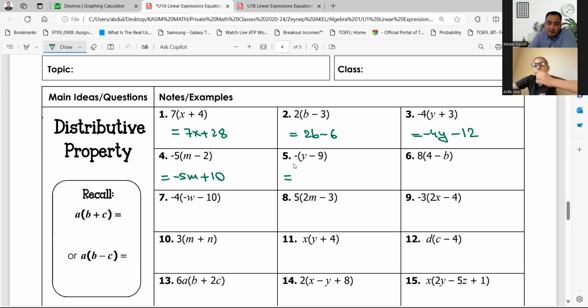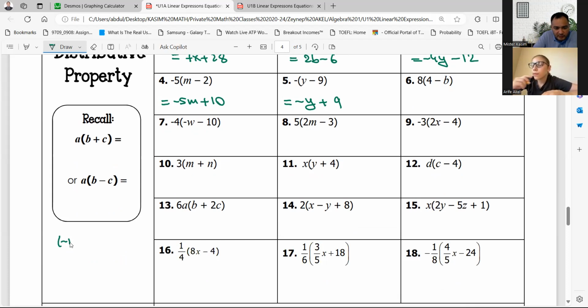This minus means that it is negative 1, right? So negative 1 times y is negative y. And minus minus is plus 9. You're just multiplying each term by negative 1. Negative becomes positive, positive becomes negative. Negative 1 times y is negative y, right? And negative 1 times negative 9 is equal to 9. Does it make sense? Okay.